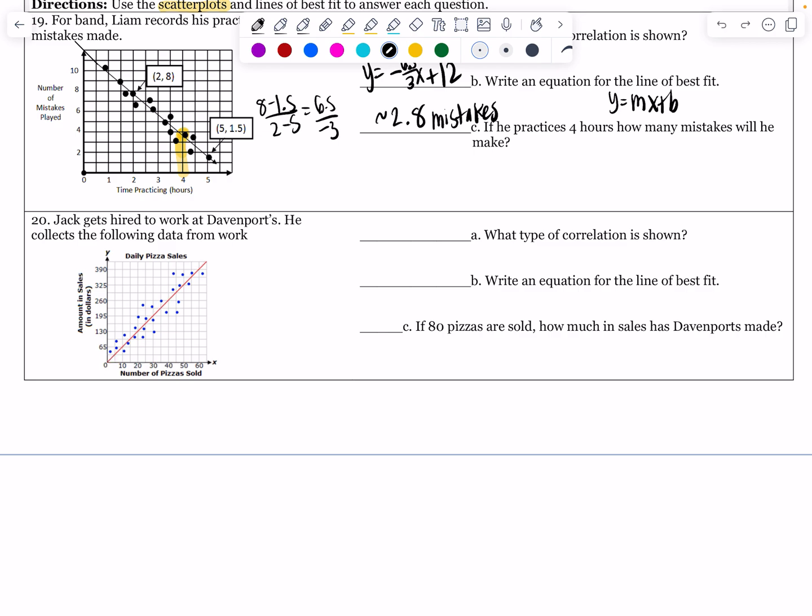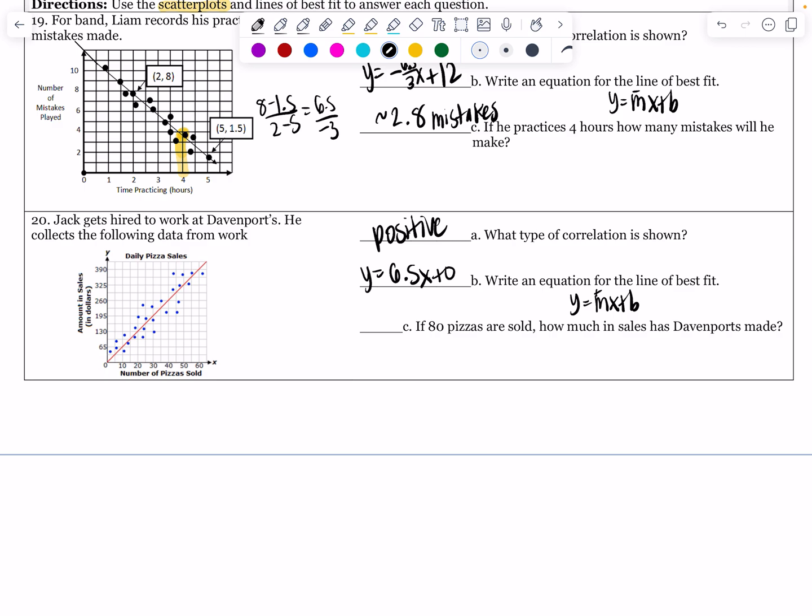Okay, so what type of correlation is shown on the Davenports graph, if Jack gets hired to work at Davenports? We have a positive correlation here. So this has a positive slope, positive correlation, meaning that when I do my equation, y equals mx plus b, this should be a positive number for my slope, and a negative number on the last one. My y-intercept is somewhere around 0. When I look at my slope, it looks like it goes up 65 and right 10, which is going to be about 6.5x.